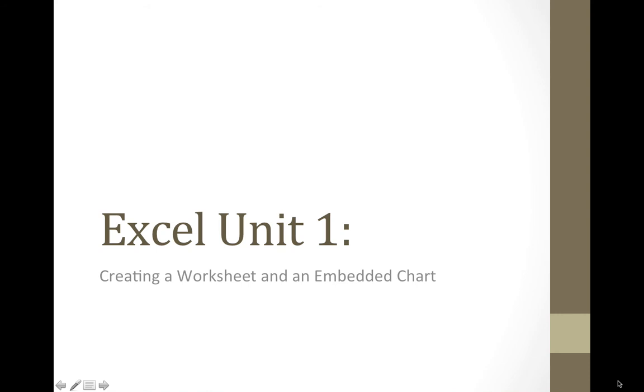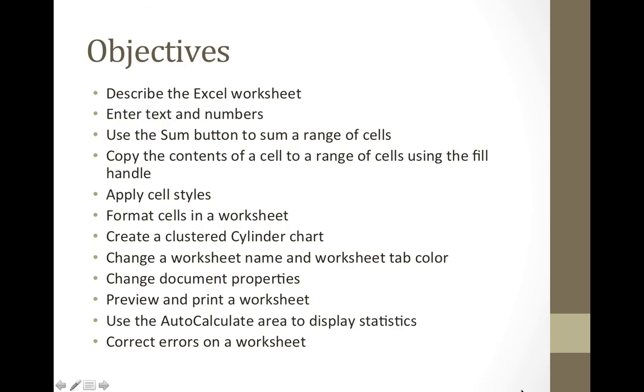Hello everyone. Today we are going to start Excel Unit 1, creating a worksheet and an embedded chart. There are a few things that I wanted to go over with you guys before we started this chapter or this unit. Obviously, the objectives: describe the Excel worksheet, enter text and numbers, use the sum button to sum a range of cells, and sum, all we're talking about here is adding.